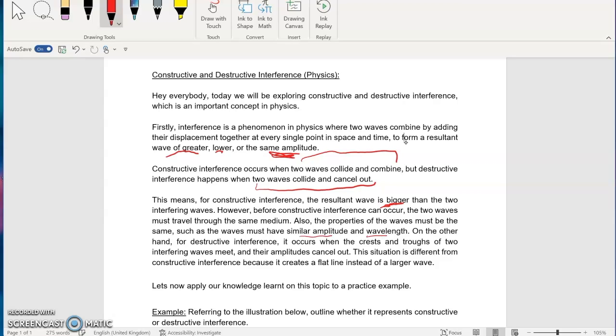for interference to happen. On the other hand, destructive interference occurs when the crests and troughs of two interfering waves meet and their amplitudes cancel out. This situation is different from constructive interference because it creates a flat line instead of a larger wave. Let's now apply our knowledge learnt on this topic to a practice example.